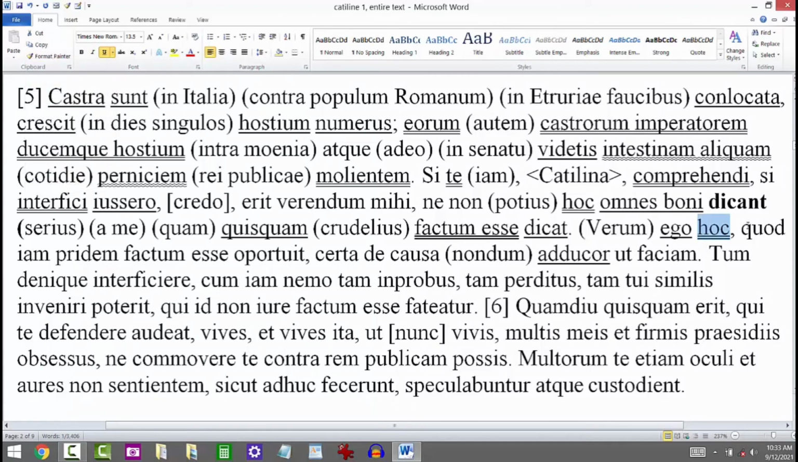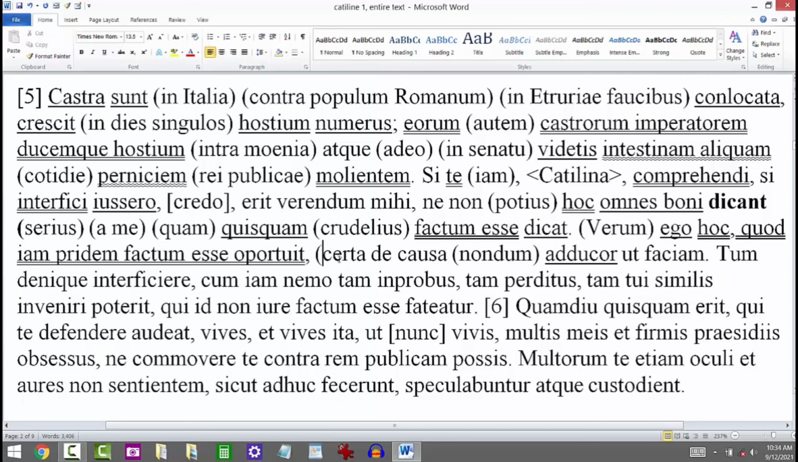Quod, nothing but a relative pronoun, qualifying, agreeing with hoc. Hoc quod iam pridem factum esse oportuit. All that in the same case, syntactically understood. Certe de causa, from a certain cause, because of a certain cause. All right, so let's get rid of the adverbial stuff for a second.